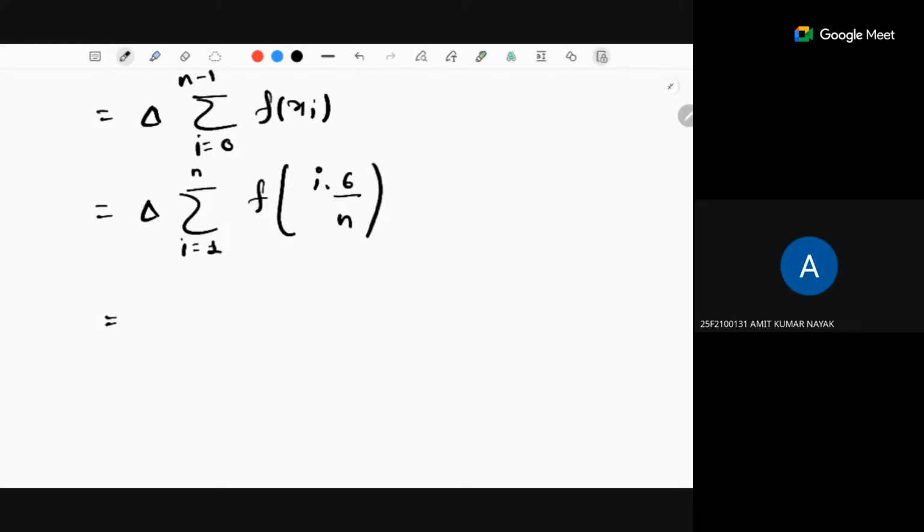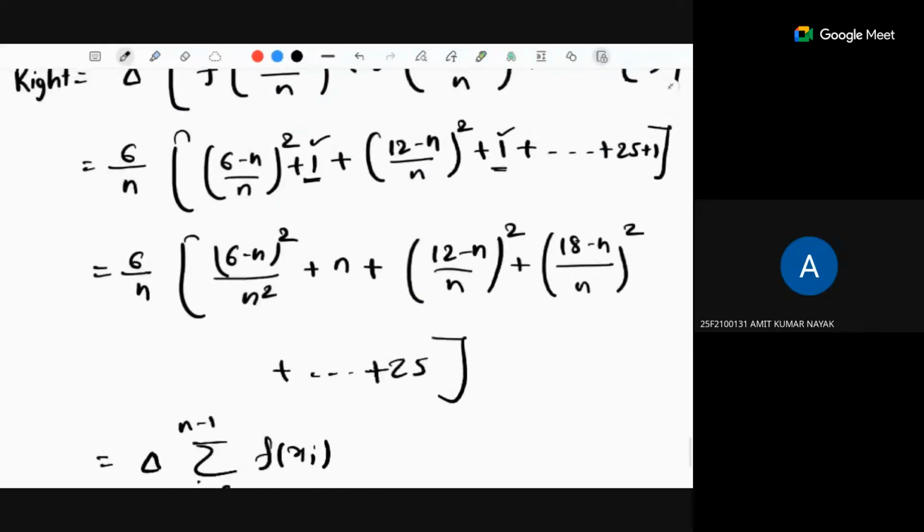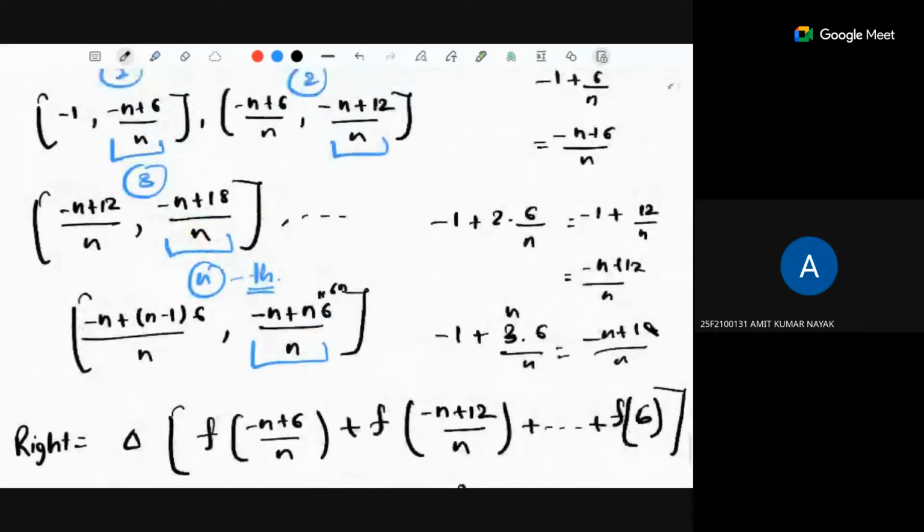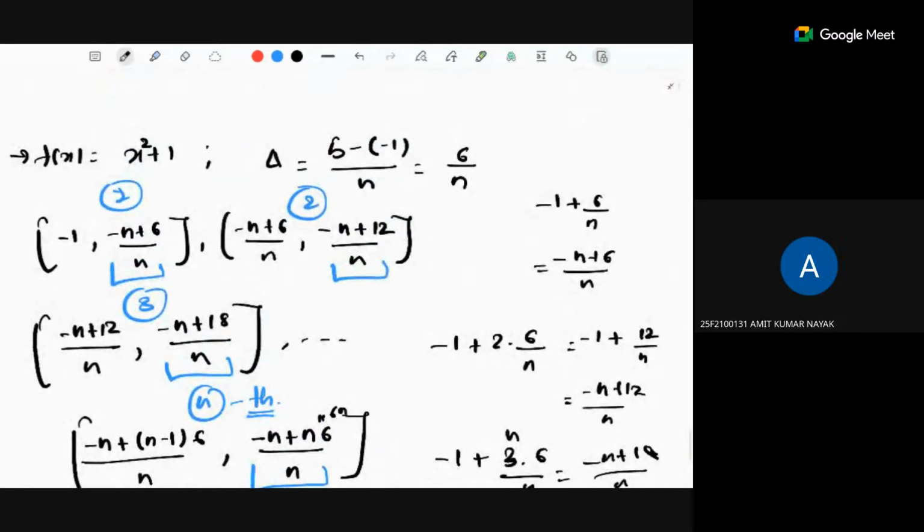Our function f of xi, we can write it as f of (-1 plus 6i by n) whole square. So this is not exactly i multiplied by 6i; it is actually this: minus 1 plus i into 6 by n. I can take i ranging from 1 to n.